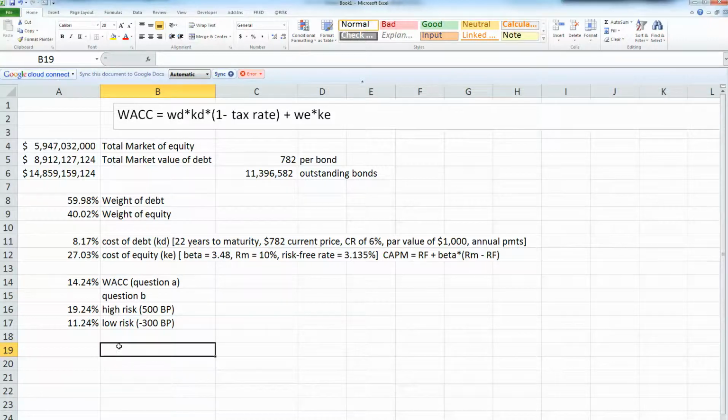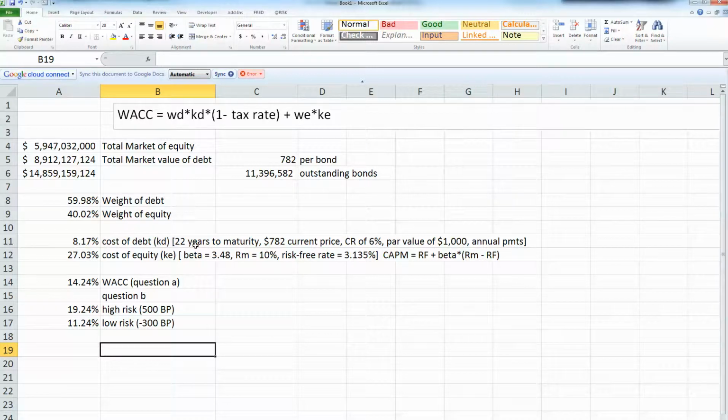Now, question C asks, is 6 months a sufficient time interval between calculations for the firm's discount rate? Because it said in the given information that Royal Caribbean only evaluated their discount rate every 6 months. 6 months might be fine, or it might not be. It really just depends on how volatile your company's stock price is. If your company's stock price is really volatile, that's going to impact the beta of your company. So you need to reevaluate more often, perhaps than every 6 months.